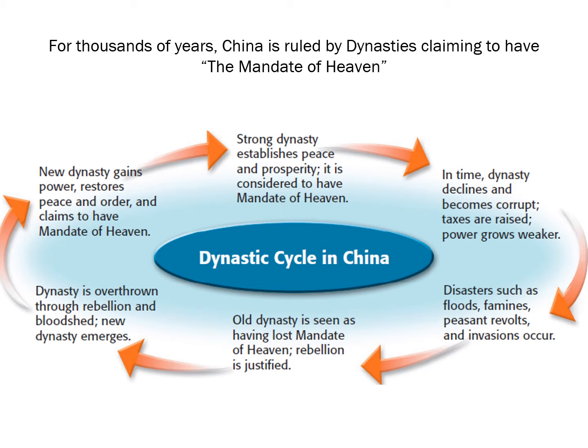Then the dynasty begins to decline, becomes bankrupt or corrupt, taxes are raised, and power grows weaker. Disasters such as a flood, famine, peasant revolt or invasion will weaken the mandate even more. Then the old dynasty is viewed as having lost the mandate of heaven, which means the dynasty has been overthrown, and a series of rebellions, civil wars and battles, basically a time of considerable bloodshed, happens until a new mandate is established, and then the cycle gets repeated all over again.